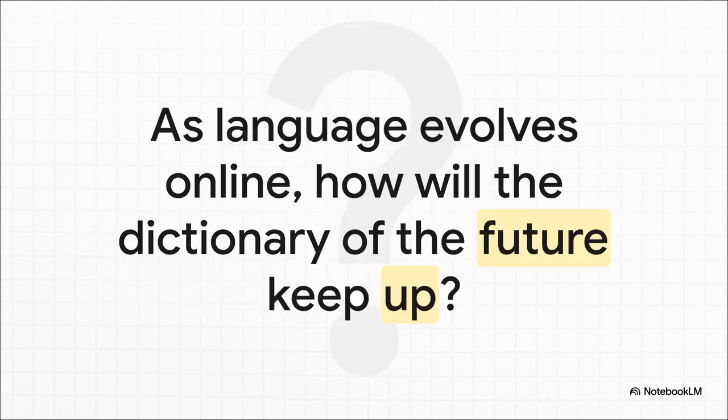Got it? So we've gone from the tiniest piece of meaning all the way to 100 million word databases. But I want to leave you with one final thought. In an age of memes, new slang being invented every day, and instant global communication, language is changing faster than ever before. So the question is, how will the dictionary of the future and all the theories we use to build it possibly keep up?